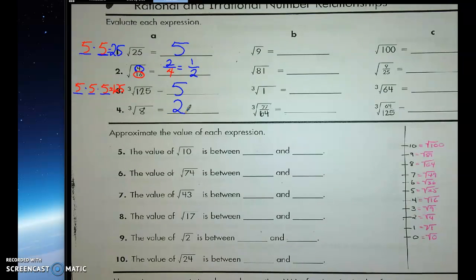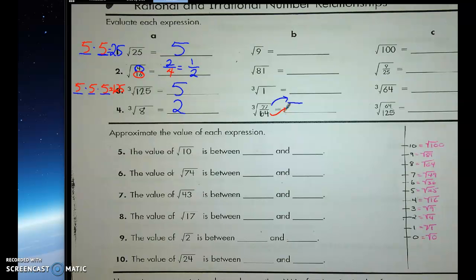Okay, looking at B briefly. You have perfect squares, square root of 9, square root of 81. Cube root of 1 is a perfect square. Remember on this fourth one here, the cube root of 27 over 64, that you're going to take the cube root of the numerator, so cube root of 27, and that's going to tell you what goes there. And then when you do the cube root of 64, that's going to tell you what goes there. Okay, so go ahead and finish up B and C.